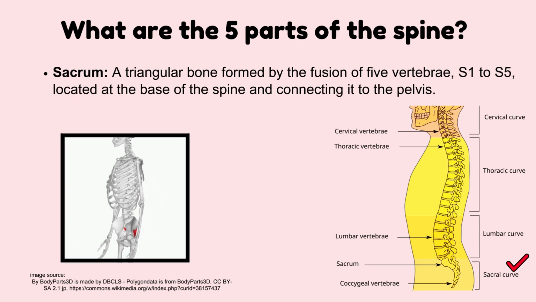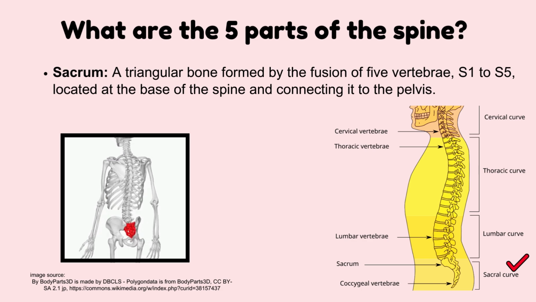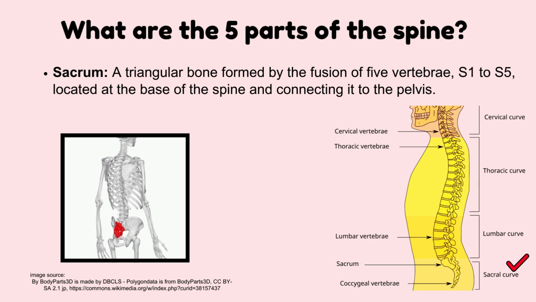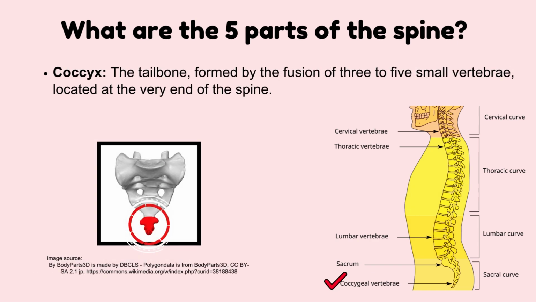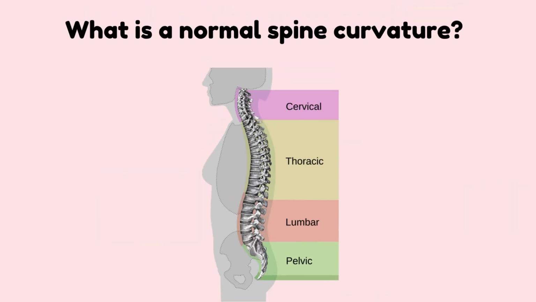Sacrum is a triangular bone, formed by the fusion of 5 vertebrae, S1 to S5, located at the base of the spine, and connecting it to the pelvis. Coccyx, the tailbone, formed by the fusion of 3 to 5 small coccygeal vertebrae, located at the very end of the spine. What is a normal spine curvature?